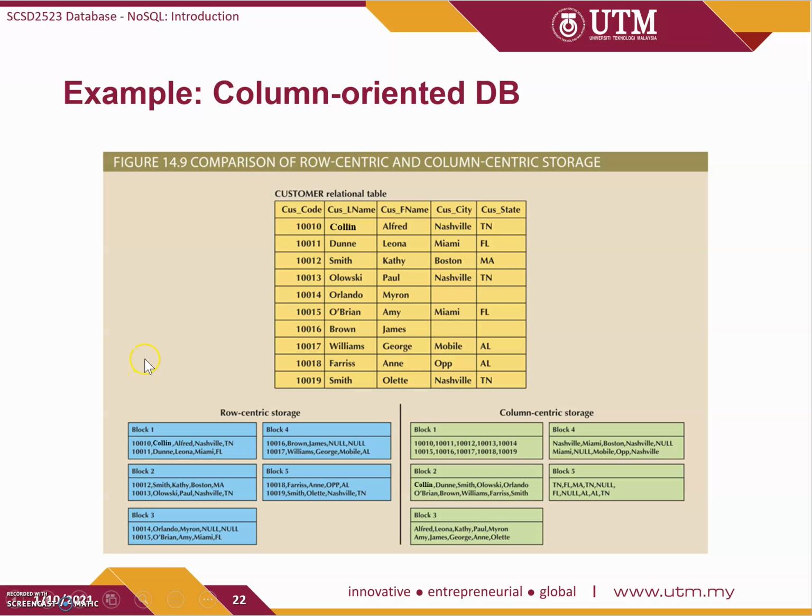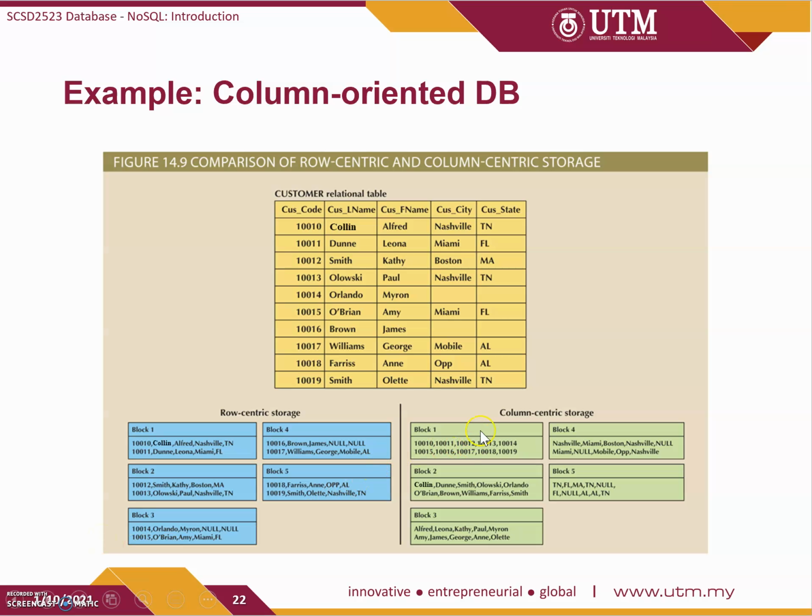And this is the column-oriented database. For example, here you have the relational database. So what does it mean? Row-centric storage is whereby the data is stored in blocks. For the row-centric, it will take the whole rows, so it will be called row 1, and then the second row will be called row 2. This is how it is represented in row-centric storage.